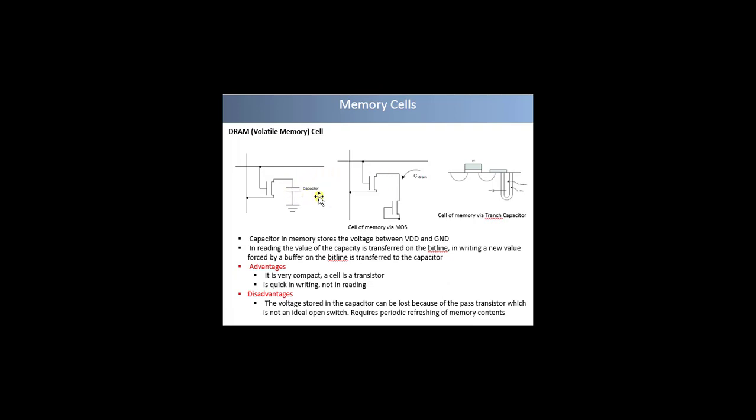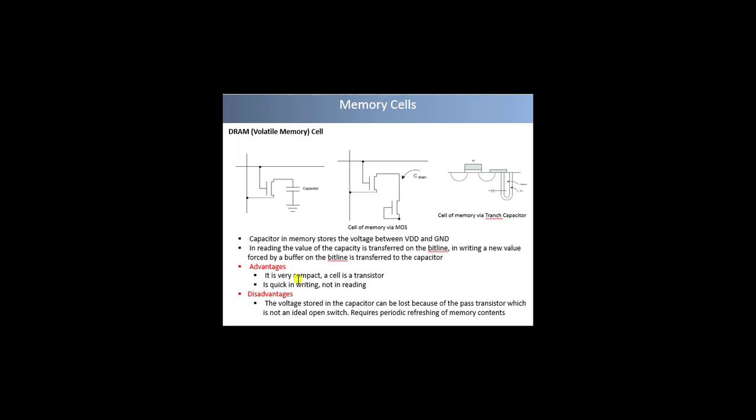The capacitor is implemented in two ways, either with the help of a MOS transistor, and the drain capacitance of this MOS transistor acts as an actual capacitance which holds the value. Another implementation is in the form of a trench capacitor. Advantage of this implementation is that it is very compact. When we compare it to the static implementation, we see that one cell of a dynamic RAM is very small as compared to the static RAM implementation.